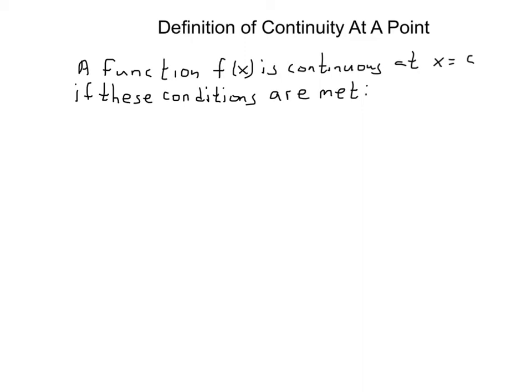Okay, welcome back. In order for a function to be continuous at x equals c, there are three conditions that must be met. The first one, number one, f of c must exist. When I plug whatever c is into the function, I have to be able to get a number. It can't be something that's undefined. So that's the first one.